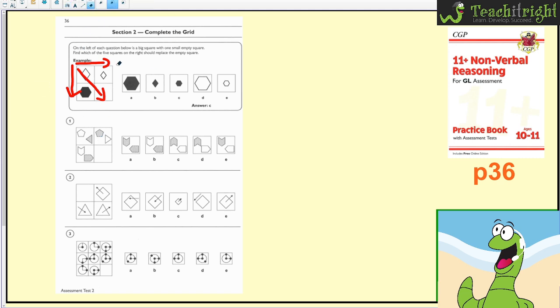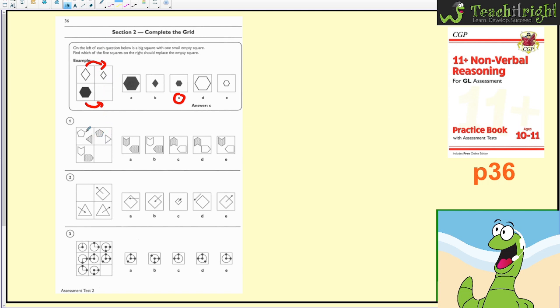So in this one, we can see that as you go from, for example, left to right, it gets smaller, but everything else stays the same. So as we go from left to right, it needs to get smaller, but everything else needs to stay the same. So that's why the example is C. Nice and easy for an example. Let's jump into the real questions.